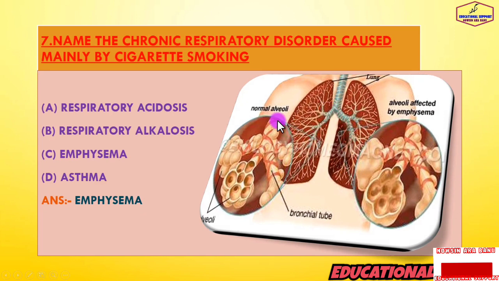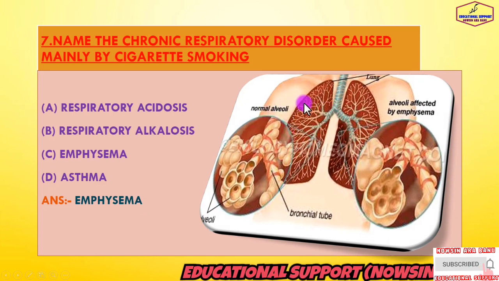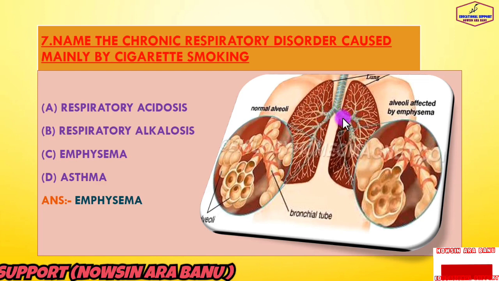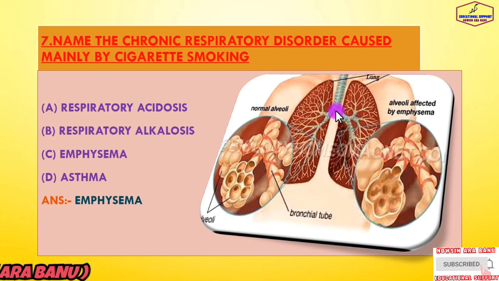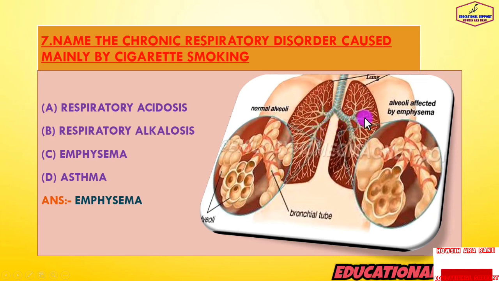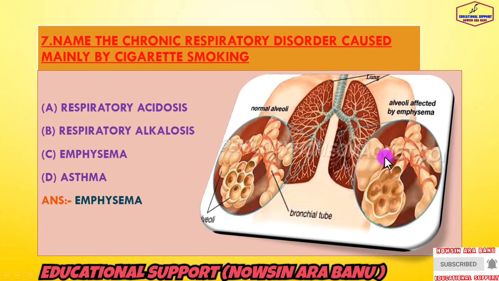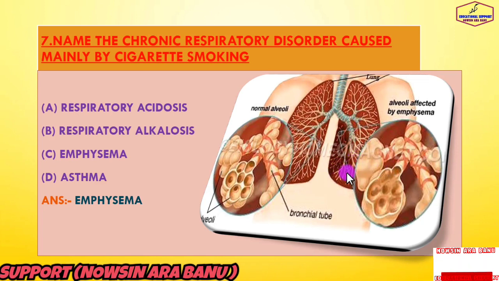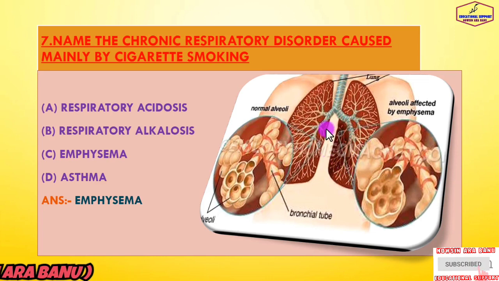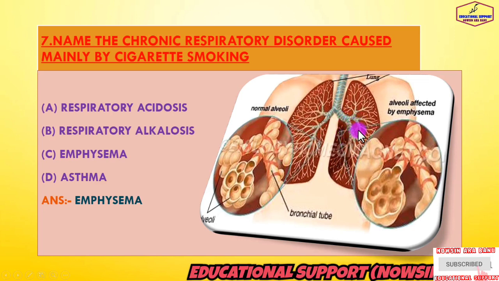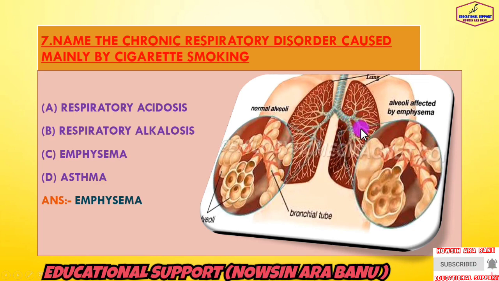Emphysema is a chronic disorder in which alveolar walls are damaged, due to which the respiratory surface is decreased, and one of the major causes of this is cigarette smoking. So emphysema is a destructive disease of the lungs in which the alveoli that promote oxygen exchange between the air and the bloodstream are destroyed.